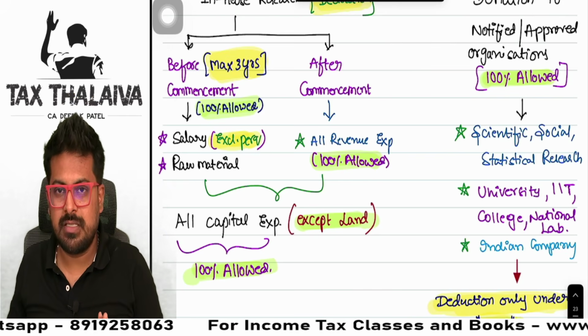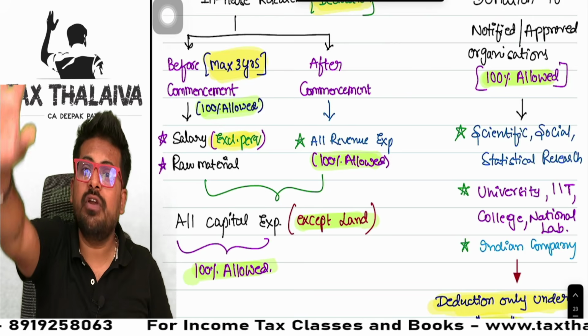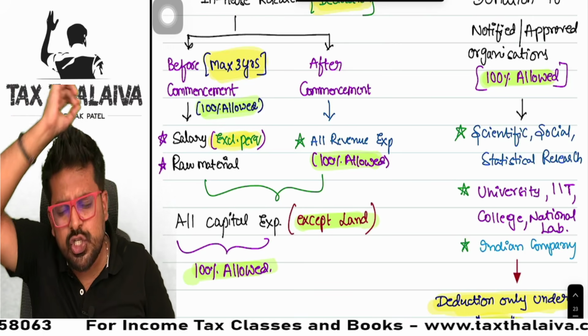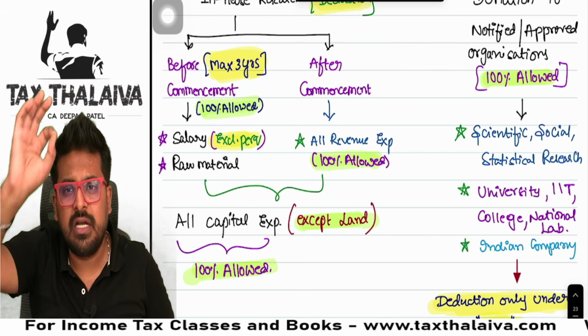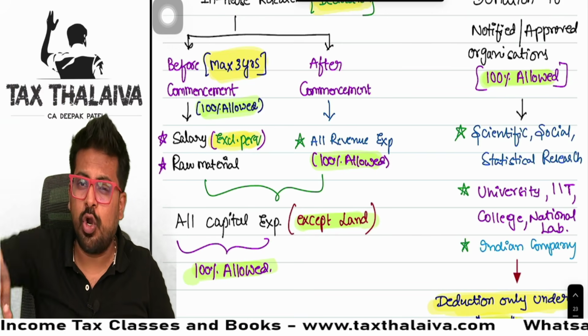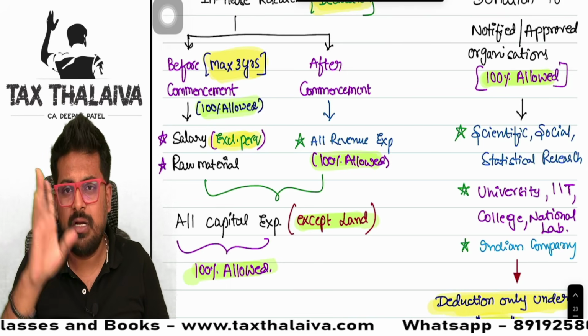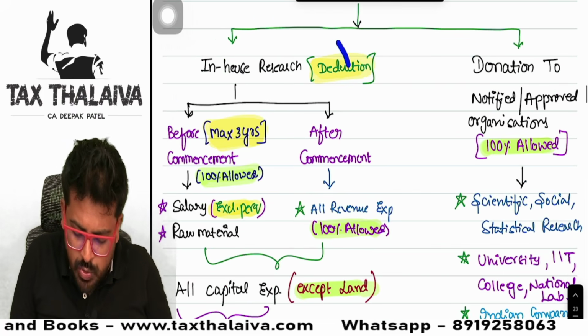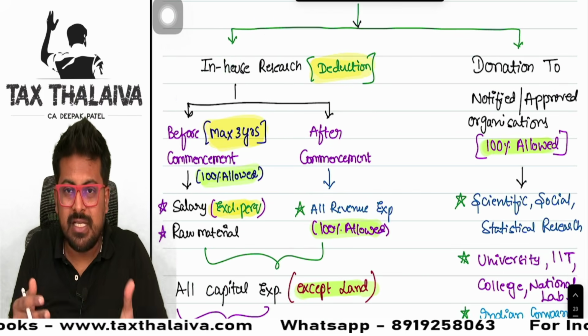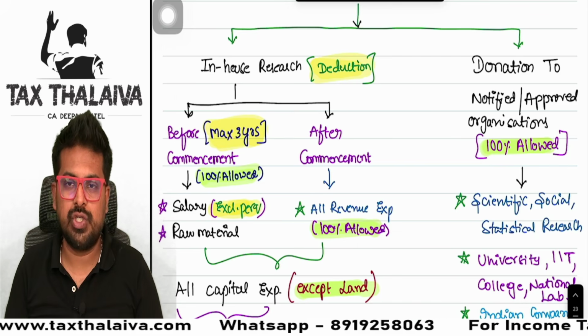Once you commence your business, any kind of revenue expenditure is allowed. Any nature of revenue expenditure, 100% is allowed. And capital expenditure also, any kind of capital expenditure, 100% is allowed, except land. This is in-house research, meaning if you do research in your own business, in your own company.